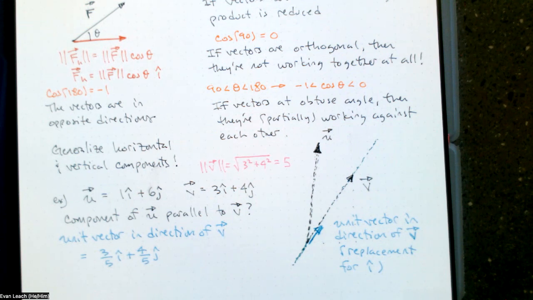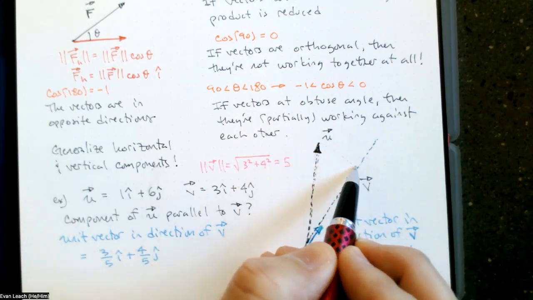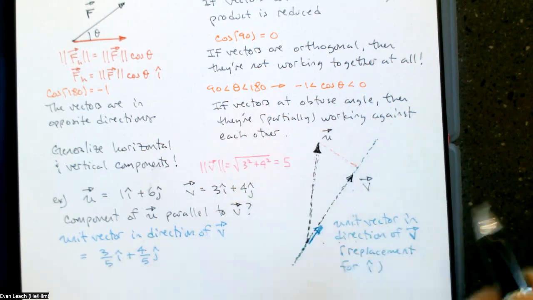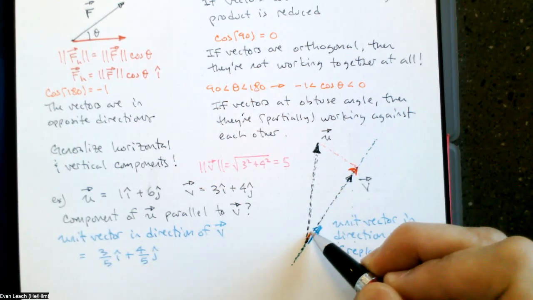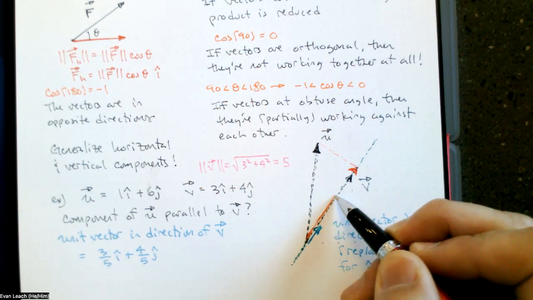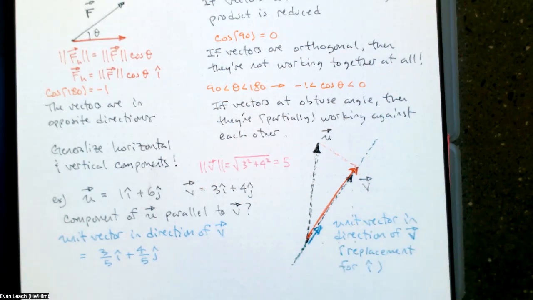So what we're finding is, now instead of projecting u all the way down to the horizontal and seeing what multiple of i this is, we're projecting u down to the vector v. And that will be a component of u in the direction, or parallel to, the vector v.